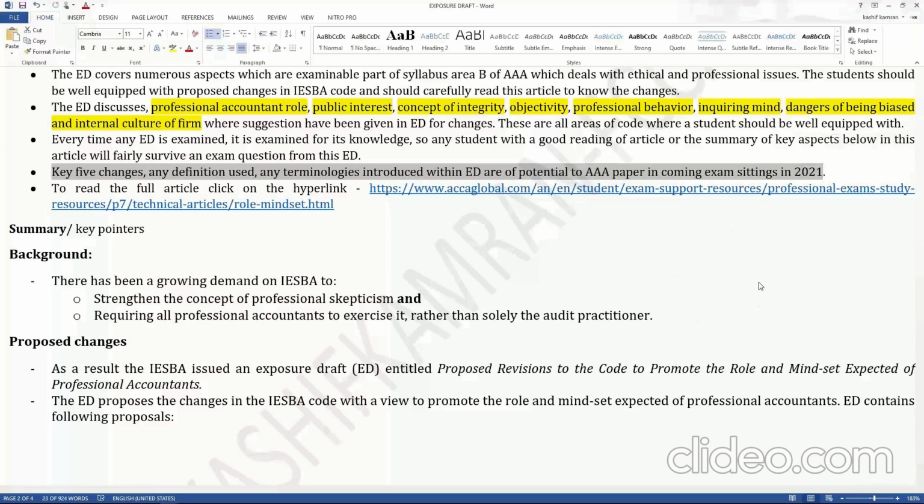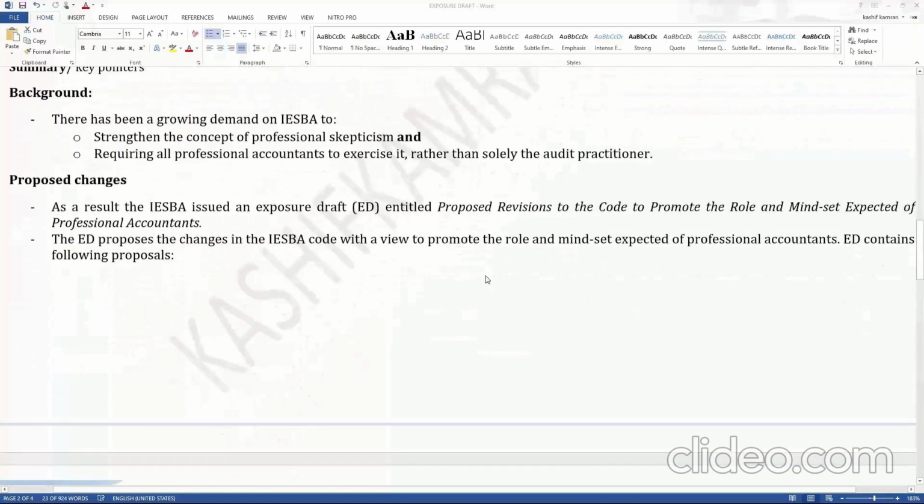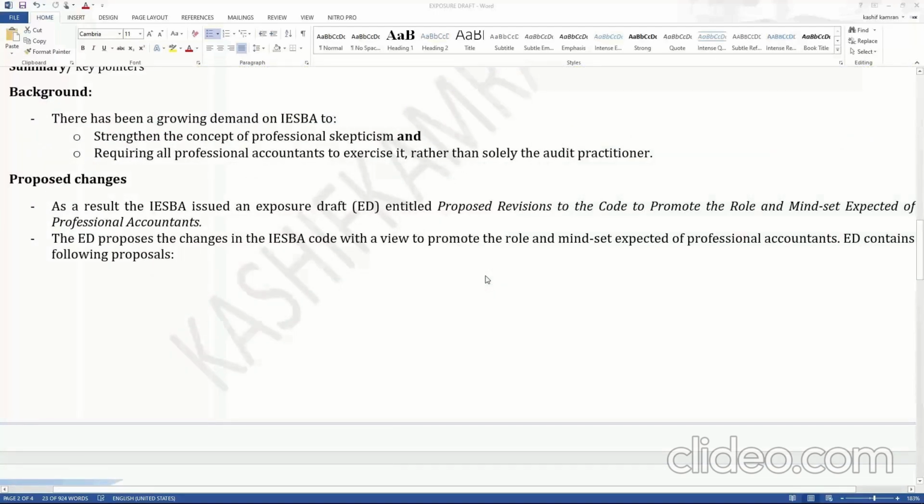Okay, let's get down to the background of this exposure draft. What is the reason for the change? The background: there has been a growing demand on IESBA to strengthen the concept of professional skepticism. Look at this word strengthen, because professional skepticism is not a new terminology, right? So it is nothing newly introduced. It's just to strengthen the concept of professional skepticism.